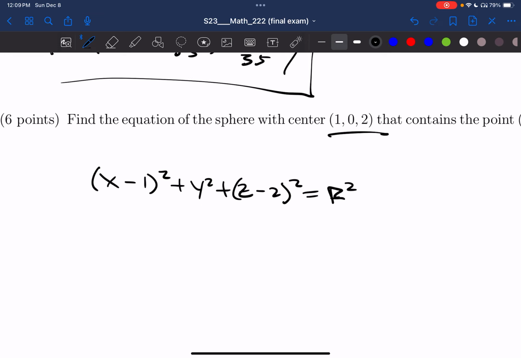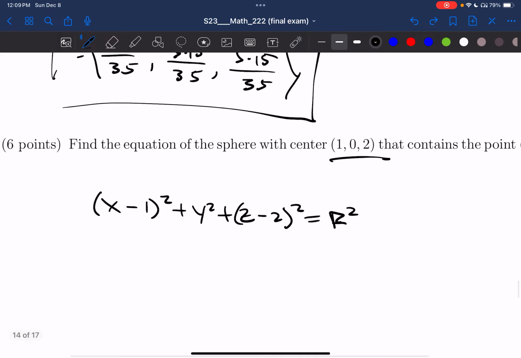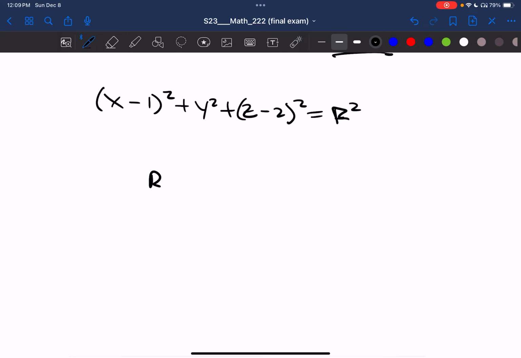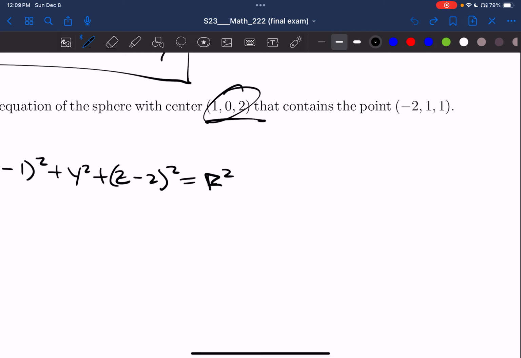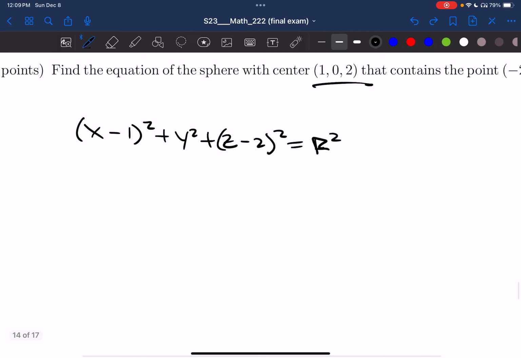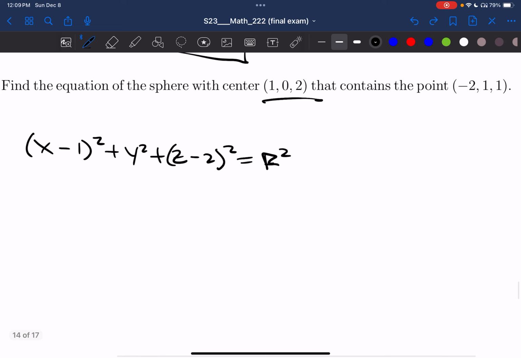So what is our radius? That's the only thing we don't know. We need to solve for that. So the radius will basically be the distance from the center to the point on the sphere, right? And how do we find that? So the radius will be equal to the square root of one point minus another point, squared.